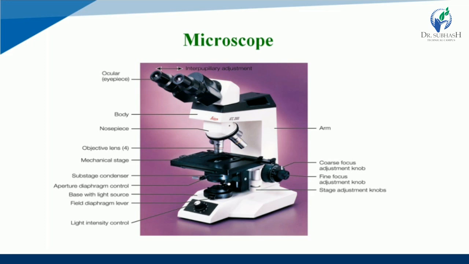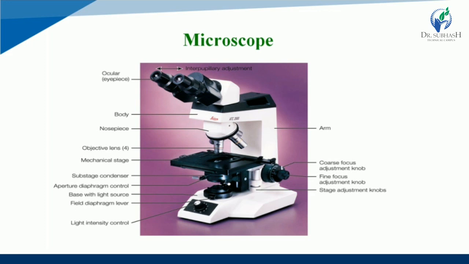Mirror has two faces. First one is a plane and second one is a concave face. When natural light is available, plane mirror may be used. And when artificial light is present, concave mirror is used. So what is the role of mirror? Mirror is particularly used to regulate the light.